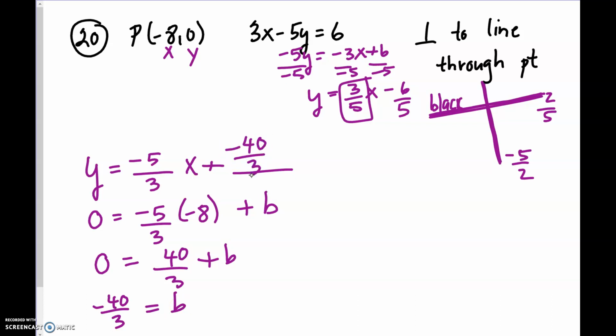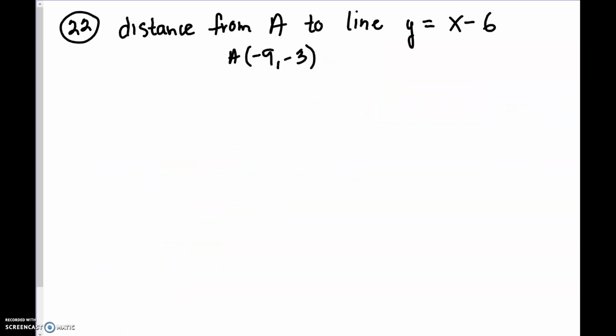So I'm going to put -40/3. You can certainly write in there -13 1/3, or some of you might write -13.3 repeating. That is totally fine. Either way would work. All right, on to the last problem that you guys had.